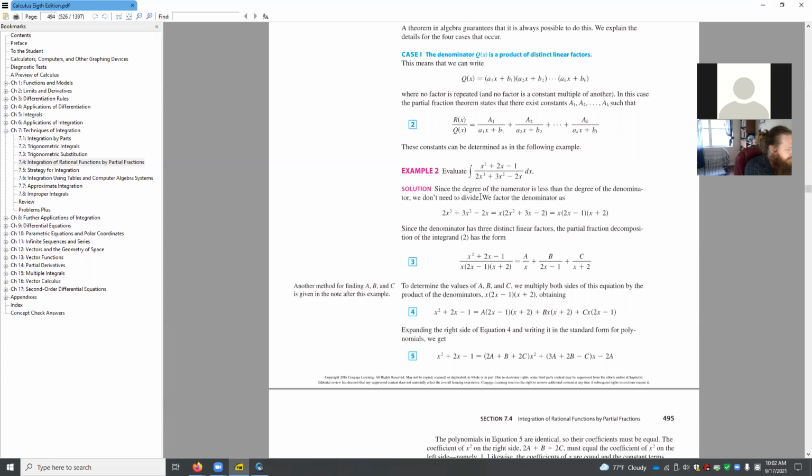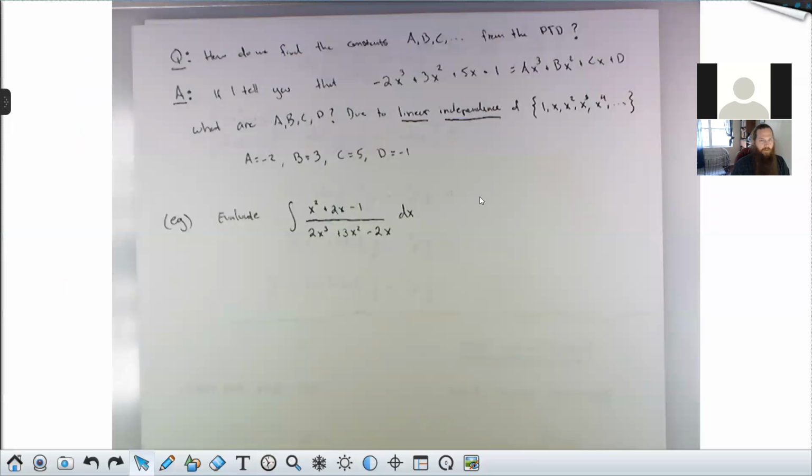Evaluate the integral of x squared plus 2x minus 1 divided by 2x cubed plus 3x squared minus 2x. Oh, that's easy to factor. Okay, I thought we were going to have to do something fancy. All right.